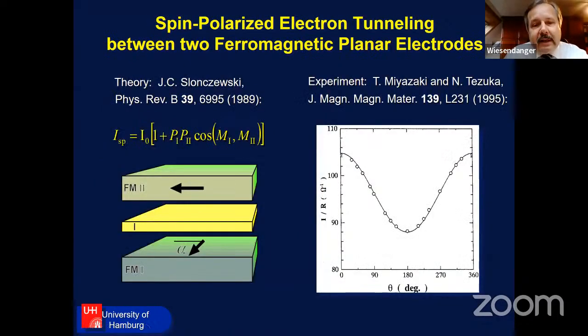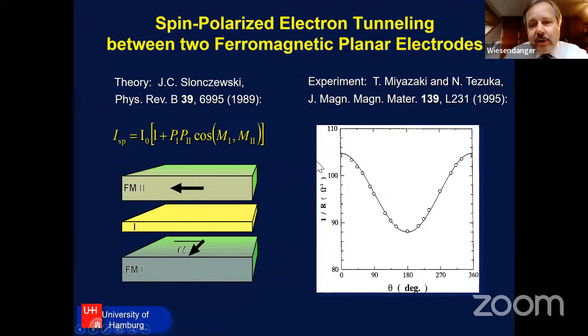Of course, you can consider a more general situation, as was considered by John Slonczewski in his work published at the end of the 80s. He considered the situation where you have an arbitrary angle between the magnetization directions of both ferromagnetic electrodes. And he found that you have a cosine dependence on the angle between the two magnetization orientations, and the magnitude of the spin-polarized tunneling effect is given by the spin polarizations of both electrodes. This cosine dependence was indeed confirmed for planar tunnel junctions by Miyazaki and Tezuka in this publication.